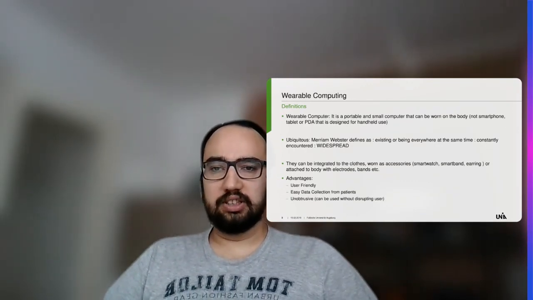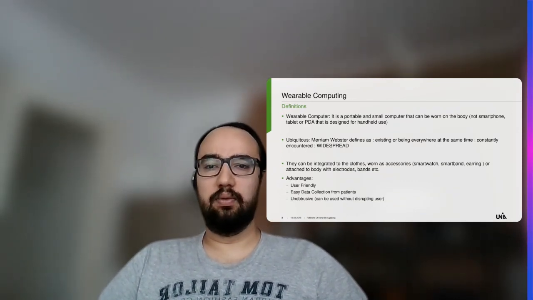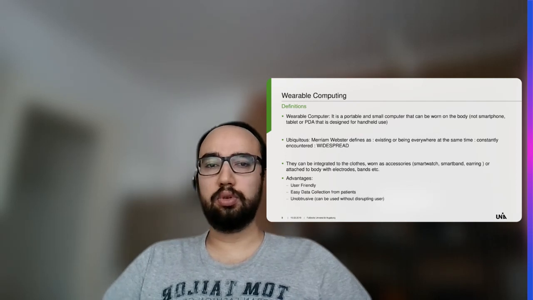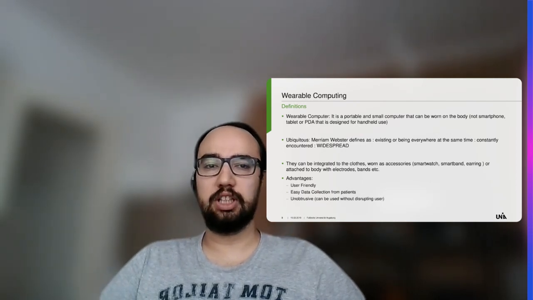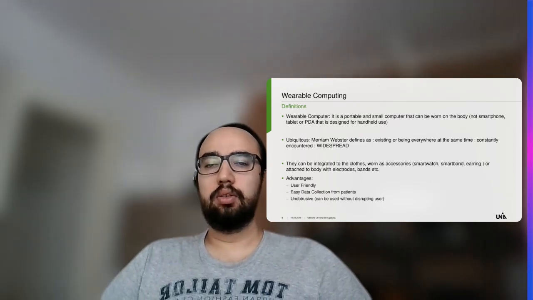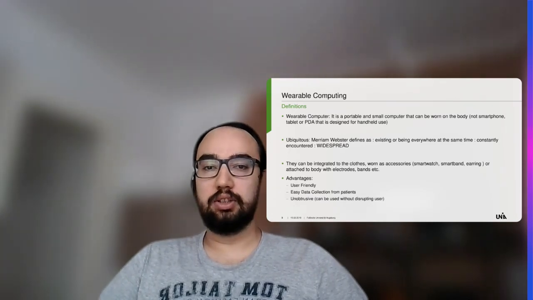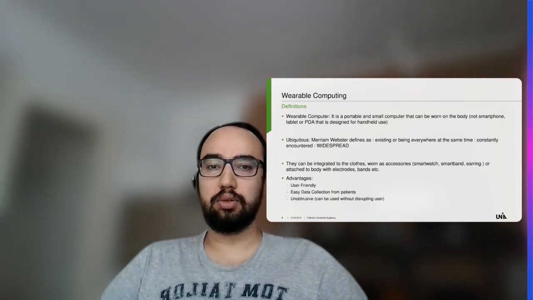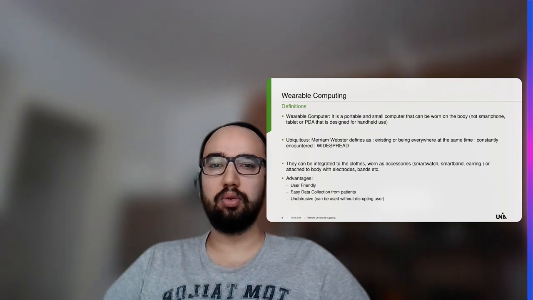So first, start with definitions. What is a wearable computer? It is a portable and small computer that can be worn on the body, but smartphones, tablets, or PDAs do not count because they are designed for handheld use.